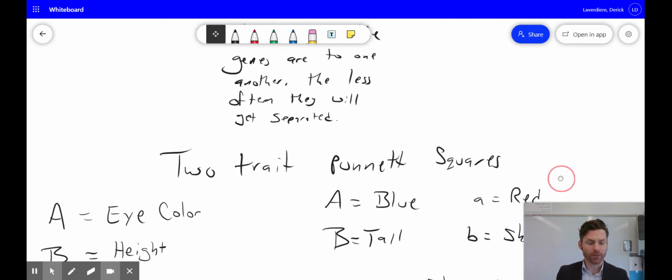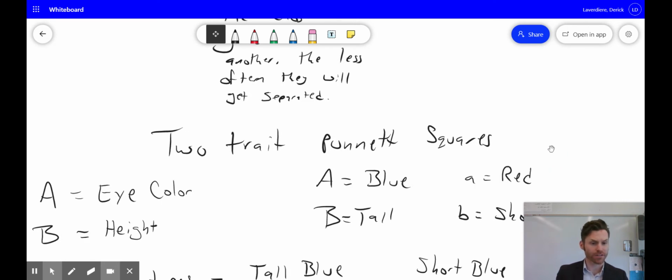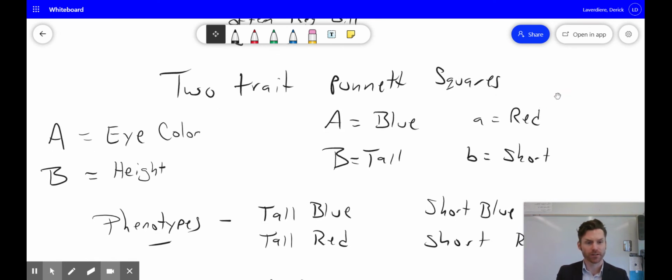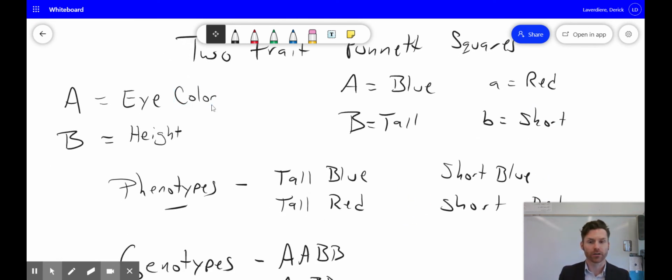So when we're talking about linked genes, we're talking about multiple traits together. And in order to really understand how to predict these linked genes, or rather to assess whether two genes are linked, we have to look at how to do multiple trait Punnett squares. So you should learn about this freshman year, but you probably want a refresher. Right? And so this is when we are looking at two traits together. Okay? We're looking at eye color and height. Okay? One thing with two traits together.